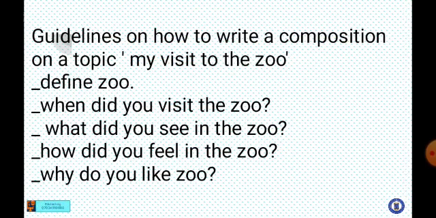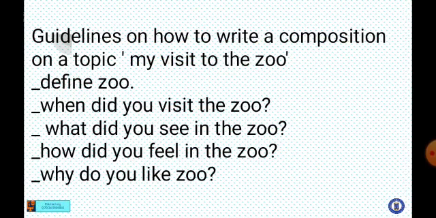The first one is for you to define the term zoo. So at the beginning of your composition, most especially in the first paragraph, the definition of the topic must be there. So you are urged to start by defining zoo in your composition.